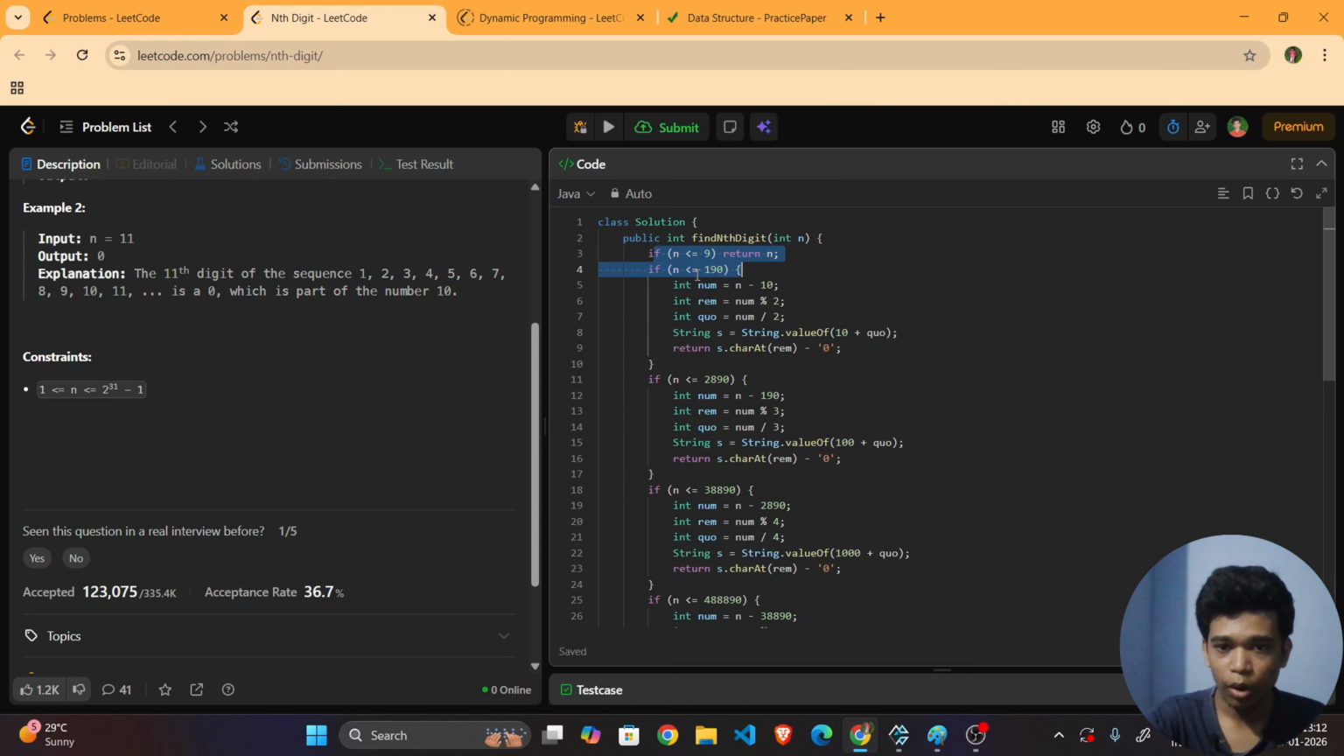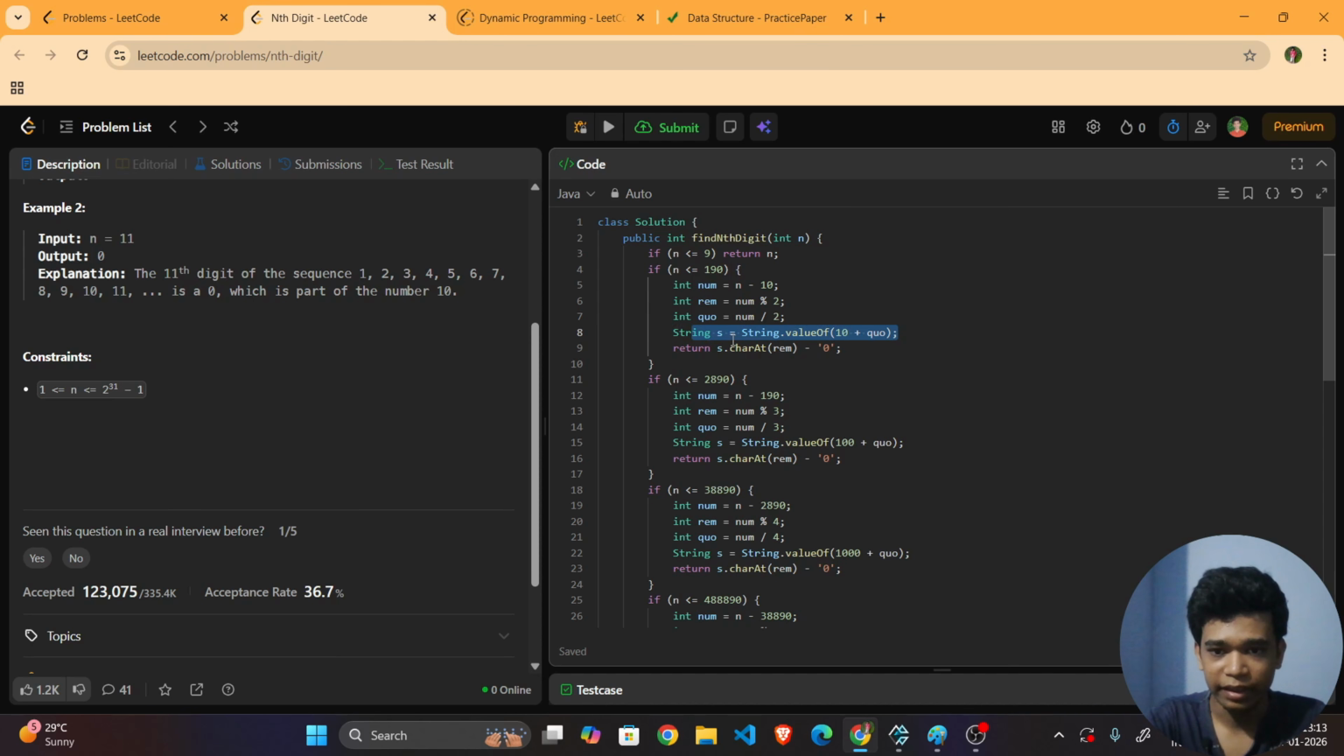Okay, why am I using these three lines? Why am I finding the number, the remainder, and the quotient? Because by using this data, I can locate at which particular number that particular digit is lying. Okay, fine, let me finish this, then we can go for the next step.